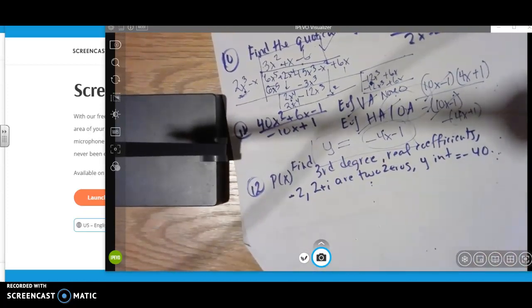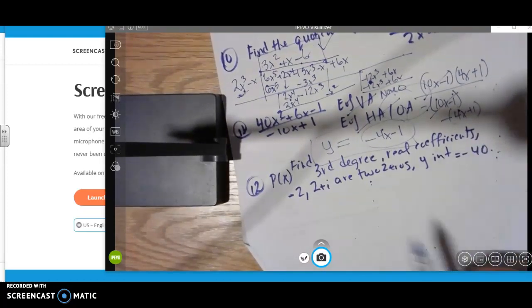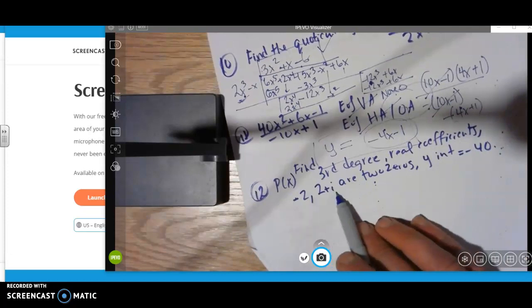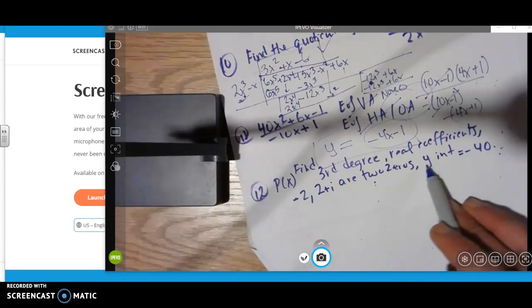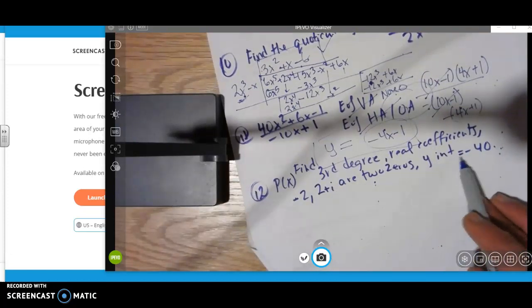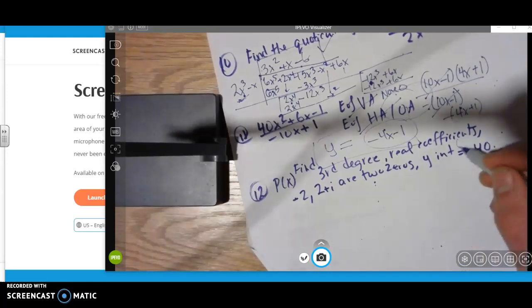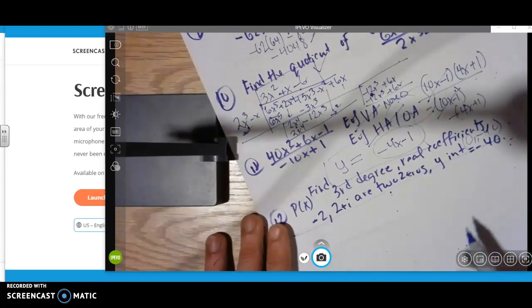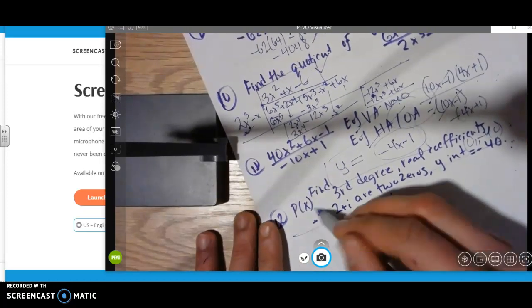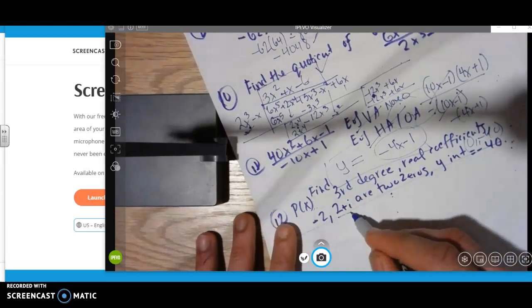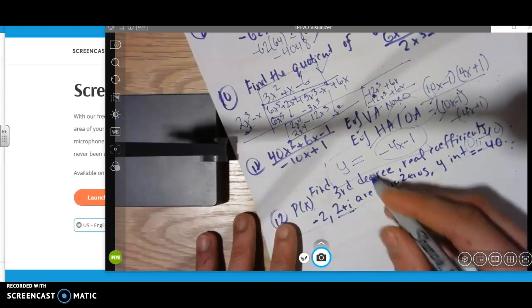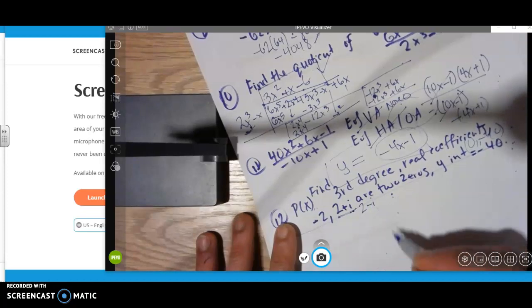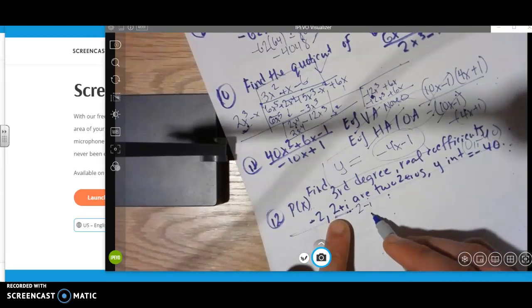Now, this one's going to be a piece of work, so work with me here. They gave us all this information, two roots and two zeros, and the y-intercept has to be (0, -40). So we have to work backwards to find a polynomial that satisfies all these conditions. We know that 2 plus i is one answer, so 2 minus i must be the other, because imaginary answers always come in pairs.